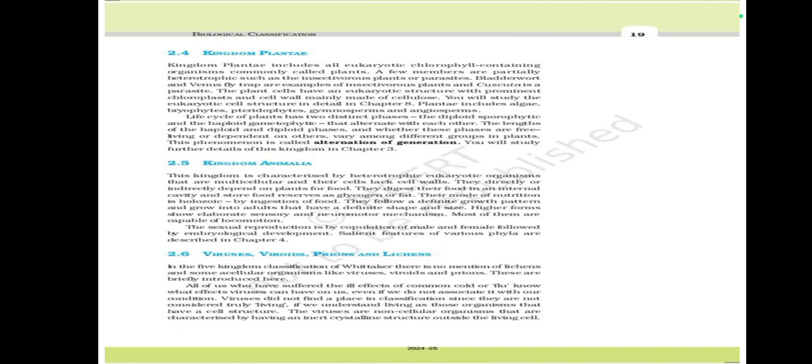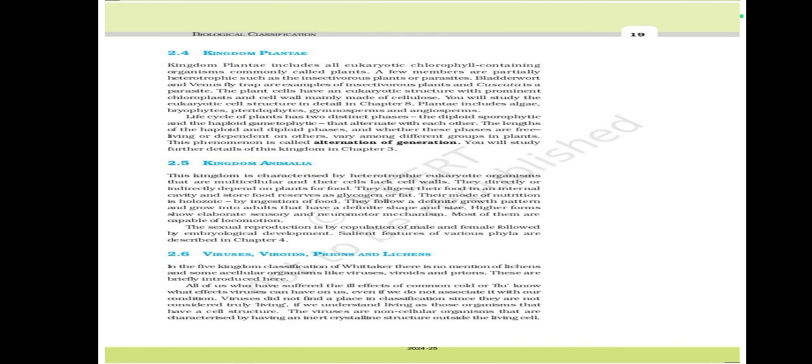Life cycle of plants have two distinct phases, the diploid sporophytic and the haploid gametophytic, that alternate with each other. The lengths of the haploid and diploid phases, and whether these phases are free living or dependent on others, vary among the different groups in plants. This phenomenon is called alternation of generation. You will study further detail in this kingdom in chapter 3.